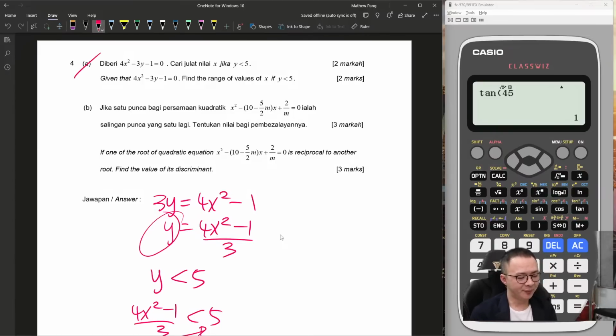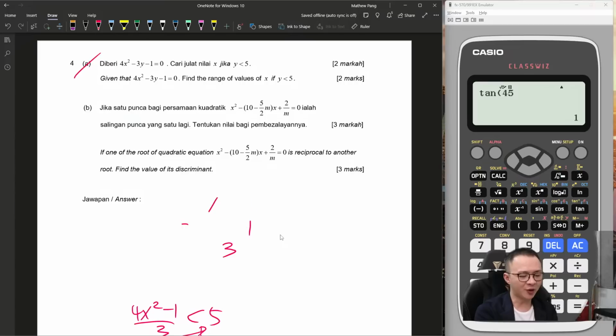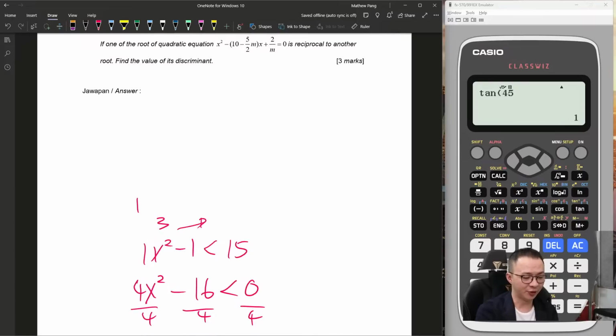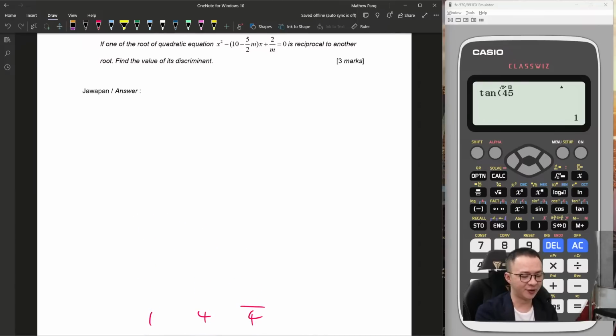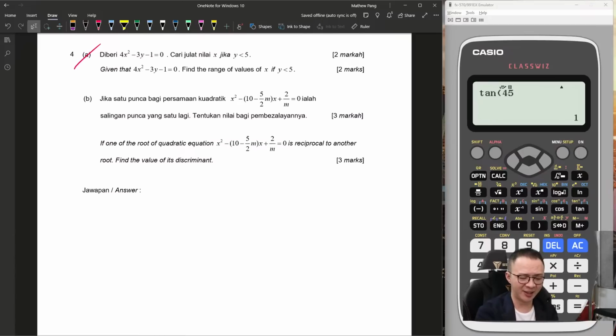Okay, one of the roots of the quadratic equation is the reciprocal of the other root. Find the value of the discriminant. Okay, some students might not know the discriminant. In Malay, I'm also not sure what it's called. Pembezalayan.